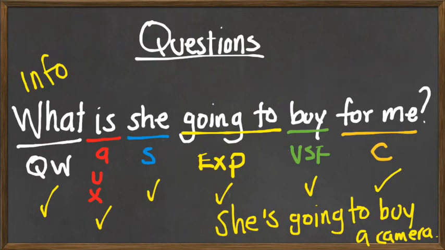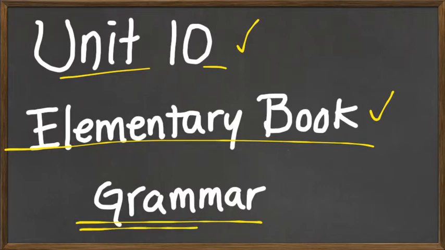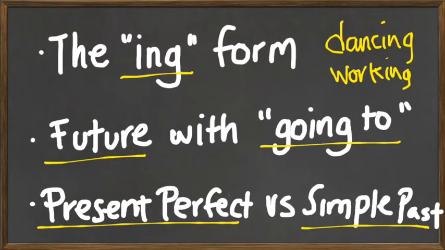Let's recap very quickly before we say goodbye for today. We're looking at Unit 10 for our elementary book. We're almost finished with elementary. We covered the grammar of this book, and specifically this unit. We saw the ing form, such as these 2 words. We also saw the future with going to, that expression that is very common in English. And finally, we saw the difference between the present perfect and the simple past.